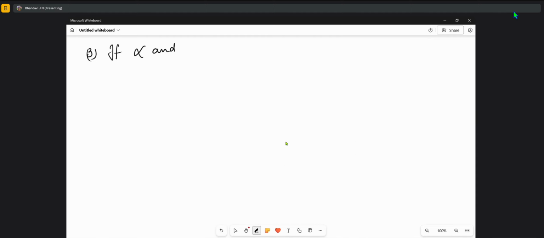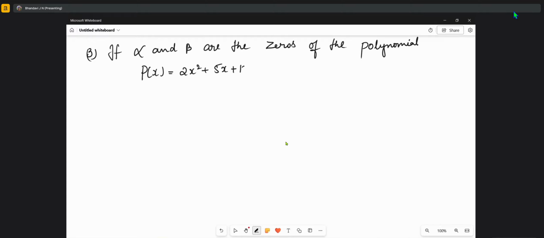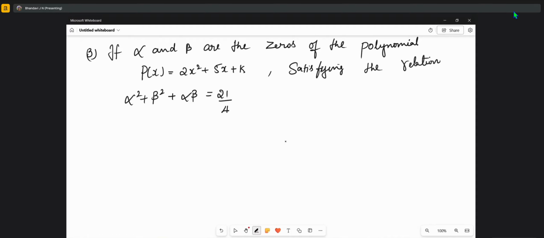If alpha and beta are the zeros of the polynomial p of x is equal to 2x square plus 5x plus k, satisfying the relation alpha square plus beta square plus alpha into beta is equal to 21 by 4, then find the value of k. Try this. It is easy only.